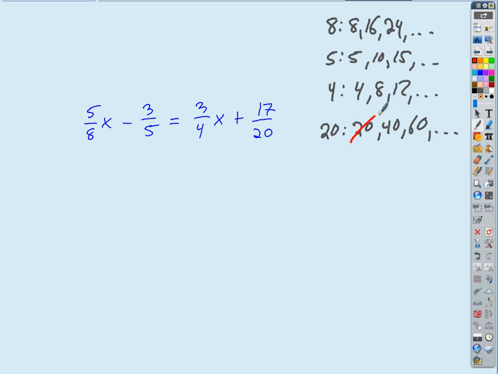So that one we can take off our list. Move to the next one. Well, 40 works, right? So that's our number. Now, next issue.